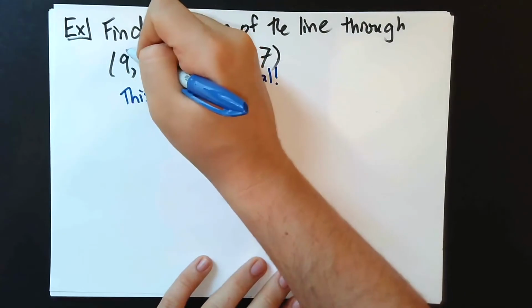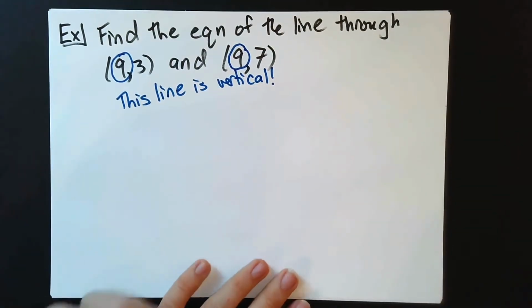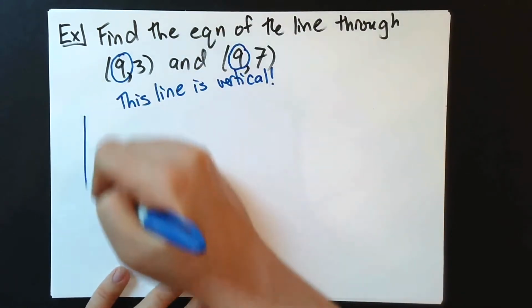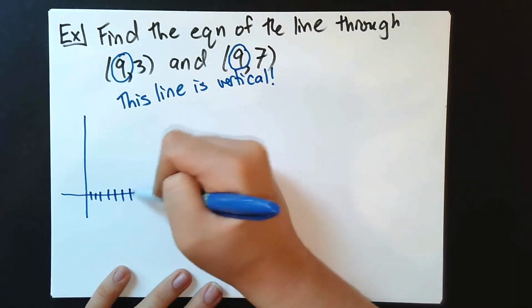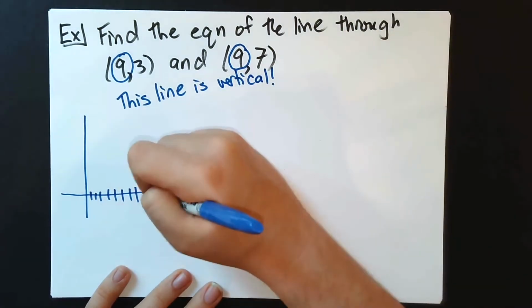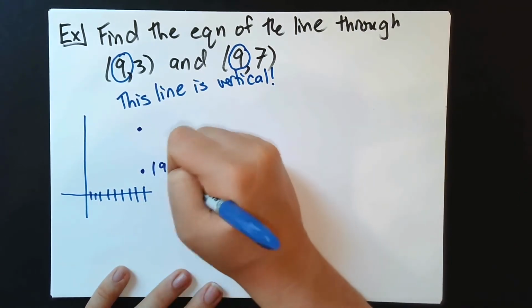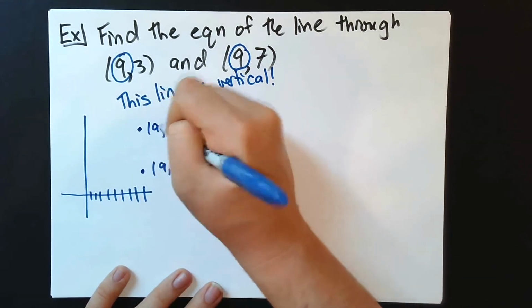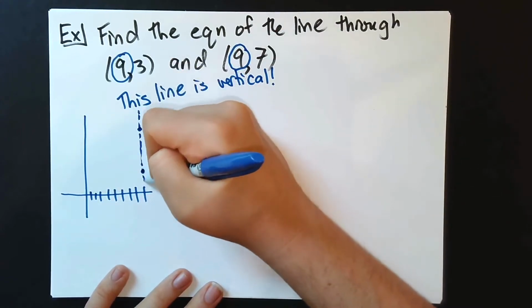Well, the x-coordinate here and the x-coordinate here are both the same. And so if you want to think about where these points would live in the xy plane, you'd go over 1, 2, 3, 4, 5, 6, 7, 8, 9, go up 3, that would be (9, 3), and then you'd go up 7, that would be (9, 7). And what do you know? These 2 points live on the same vertical line. Okay.